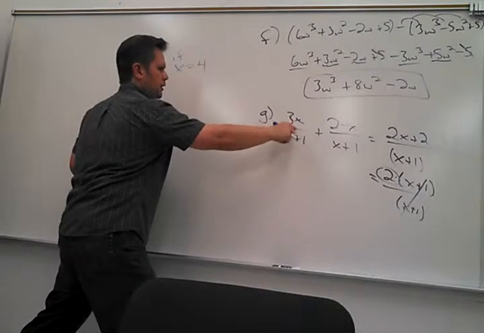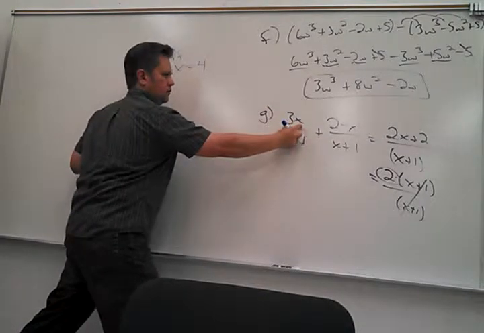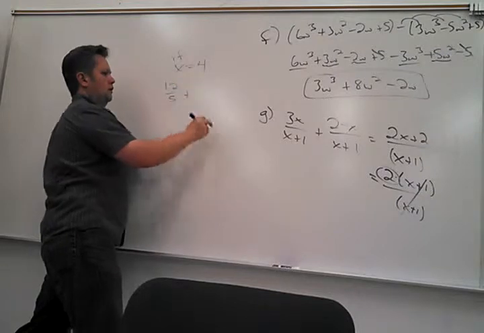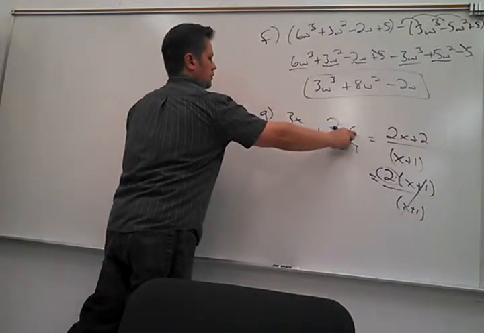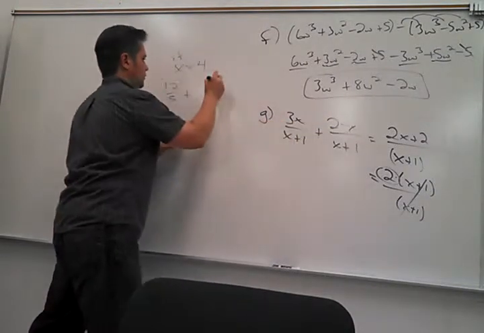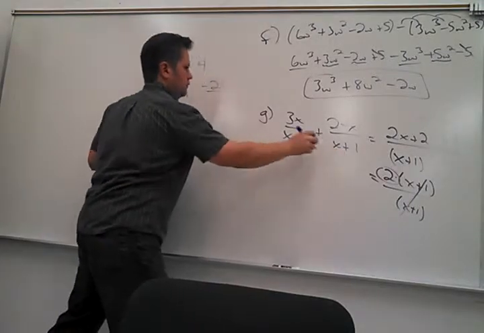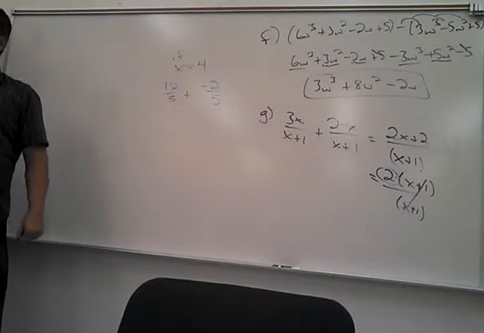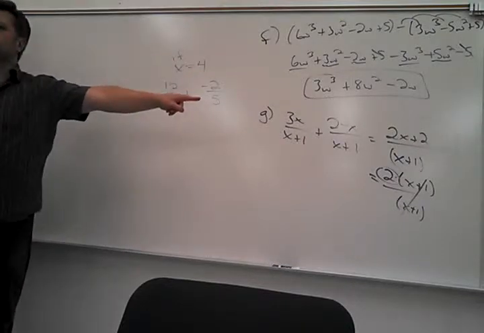If x were 4, what is this? 12 over 5, plus 2 minus 4, which is 2 minus 2, -2 over 5. You with me? If x were 4, that's what that is.